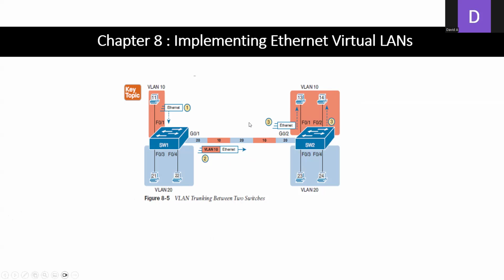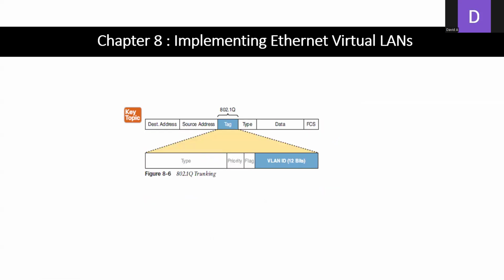Now, how does trunking work? Is it a specific protocol? So Cisco has two trunking protocols. It has 802.1q and it has ISL. ISL stands for Inter-Switch Link. 802.1q is an IEEE standard, so you'll see that across multiple vendors. ISL was created by Cisco, years before 802.1q.